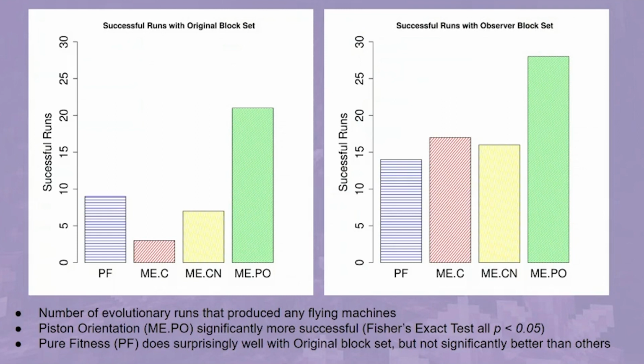The pure fitness actually did surprisingly well in the original block set, doing better than both the count and count negative runs, and it still did comparatively well in the observer block set, but not statistically significantly better.